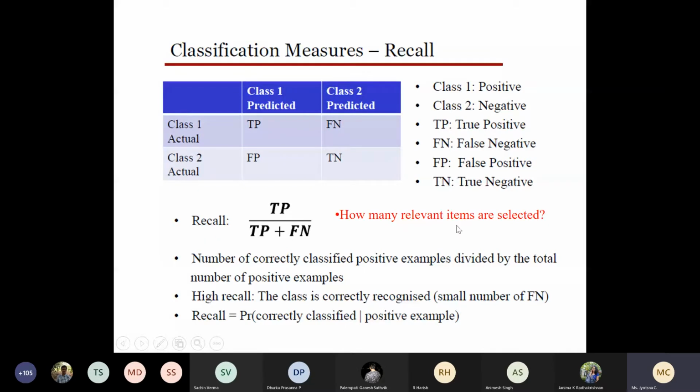So how many relevant items are selected? Okay, so that is called as a recall. So high recall means, what is the meaning of high recall? High recall means the numerator should increase. That means which term should reduce? False negative should be less. False negative should be less means actually he is a COVID positive patient, but you misclassified as negative. So that particular value should reduce.